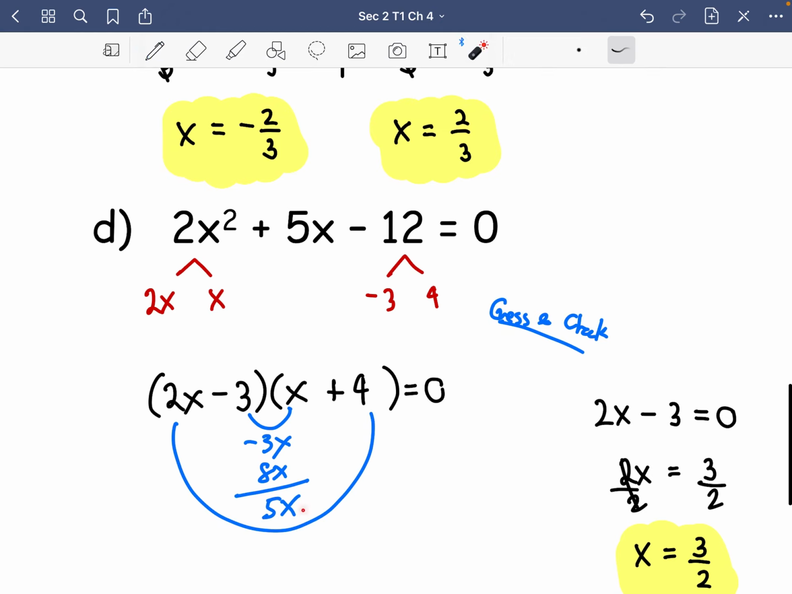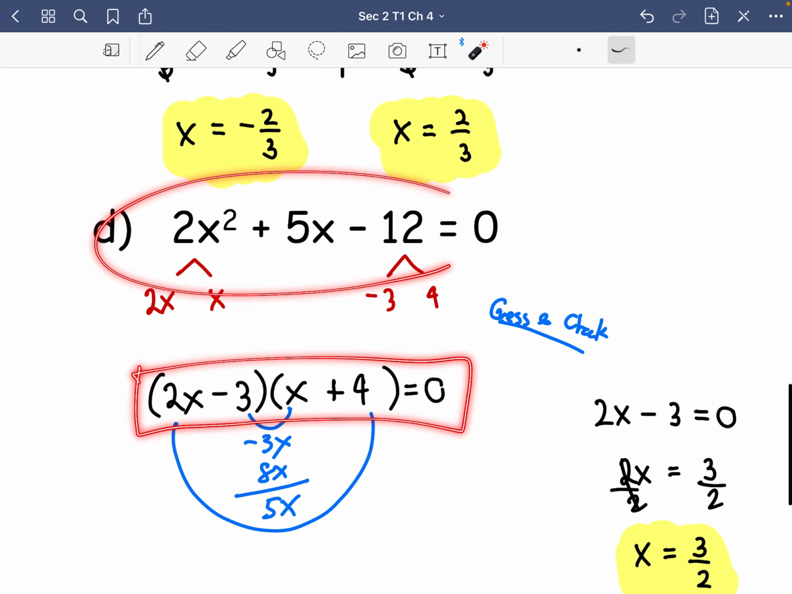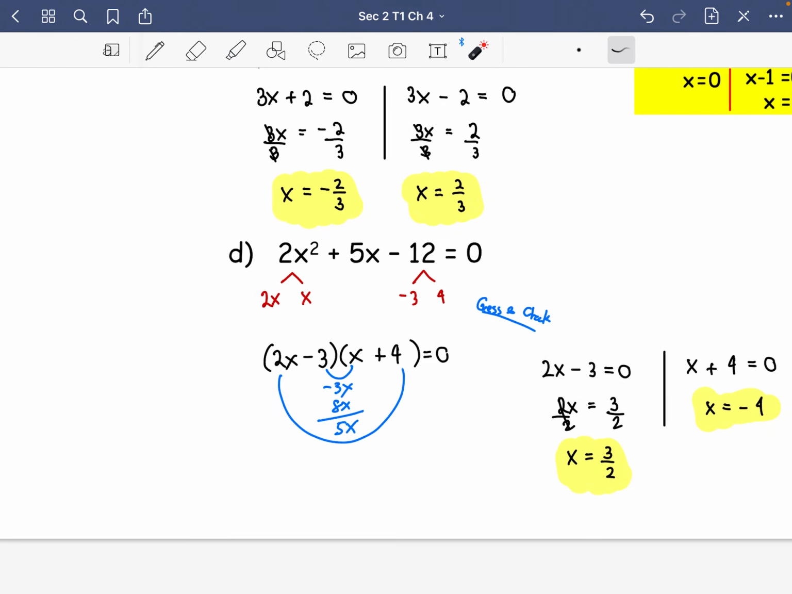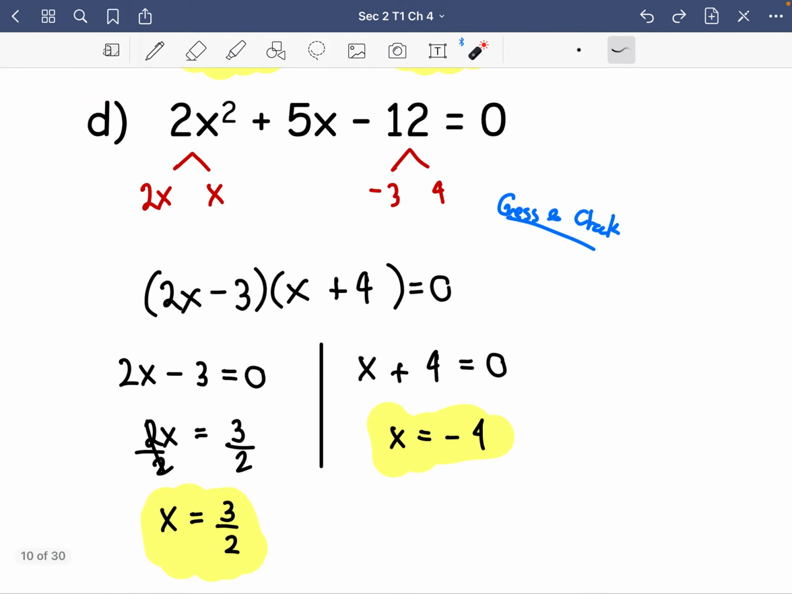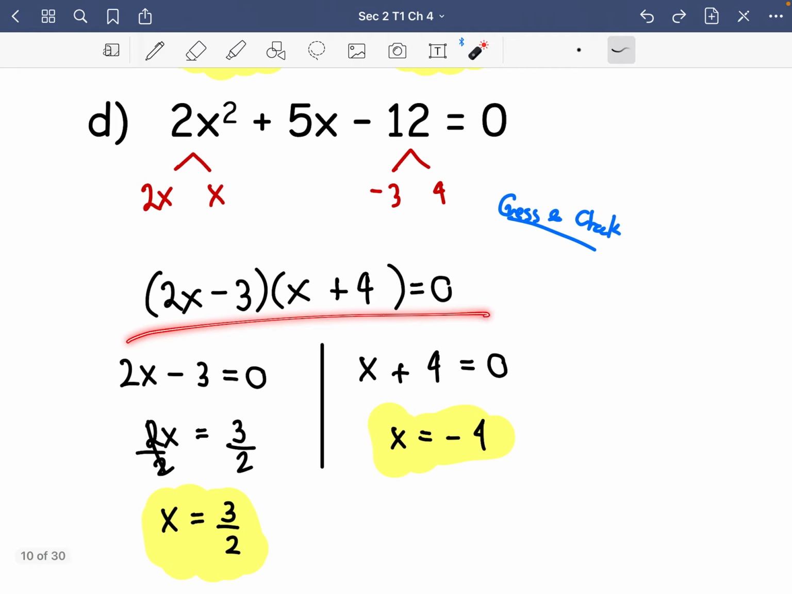Now, if this is the same as our middle term, that means that this is the correct pair of factors for this quadratic equation. So therefore, this is your answer. We just need to equate each factor to 0. So 2x minus 3 equals 0, and then x plus 4 equals 0.